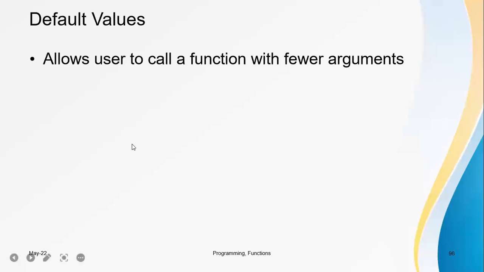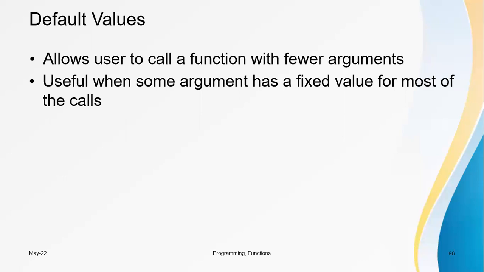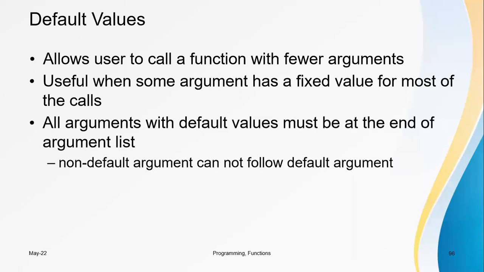So default values are nothing but something that allows the user to call a function with very few arguments. Useful when some arguments have a fixed value for most of the calls. That's why we have default values. All arguments with default values must be at the end of the argument list.